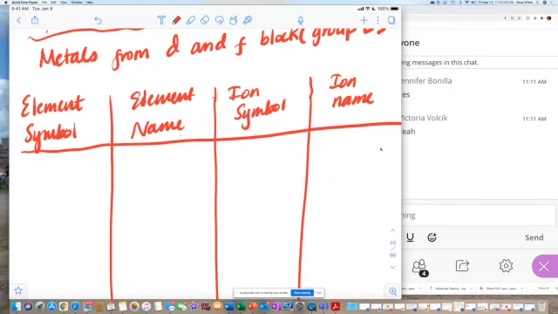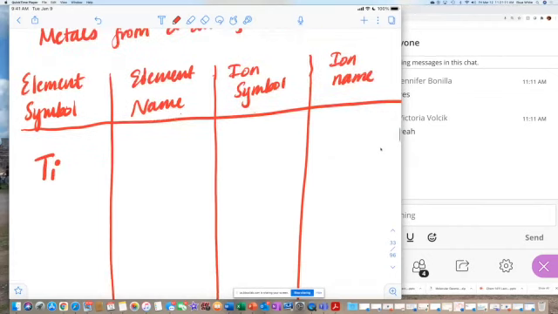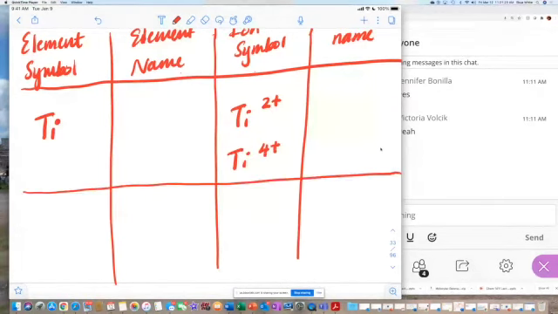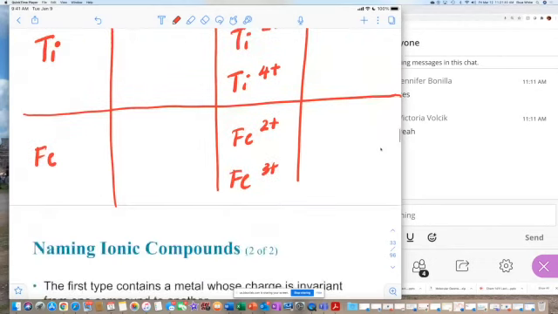So I'm going to pick random ones because with group B elements, it's not really as simple as it appears. So I'll start with Ti, and then for each I'll provide 2. So let's see, Ti 2 plus, Ti 4 plus. Okay, so this same symbol can form more than one charge. So hopefully as I'm going through this, you're getting that. The next one is going to be iron: iron 2 plus, iron 3 plus.